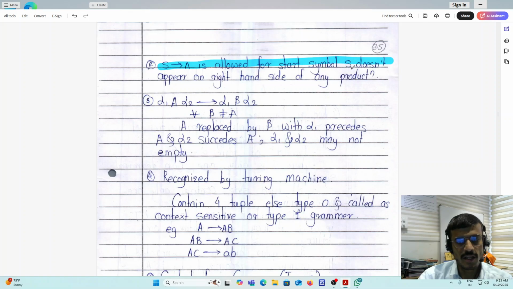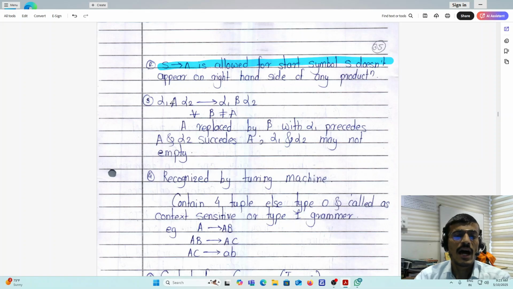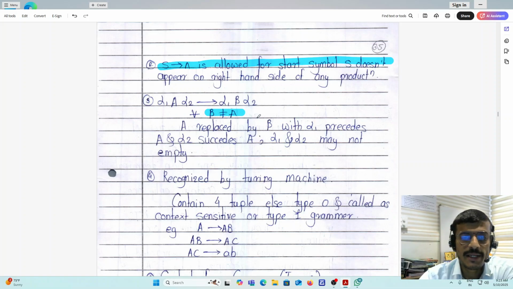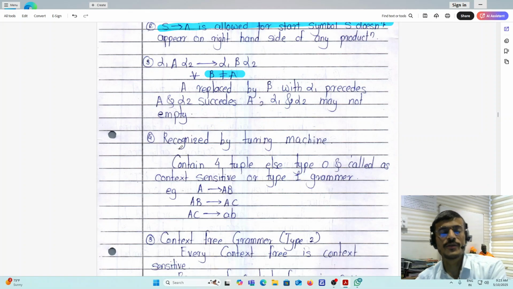These are some terminologies with respect to type 1 or context sensitive. Alpha 1 A alpha 2 tends to alpha 1 B beta alpha 2, where beta is not equal to null. So A is replaced by beta, with alpha 1 preceding A and alpha 2 succeeding A. Alpha 1 and alpha 2 may be empty. So don't be more confused, all of you.